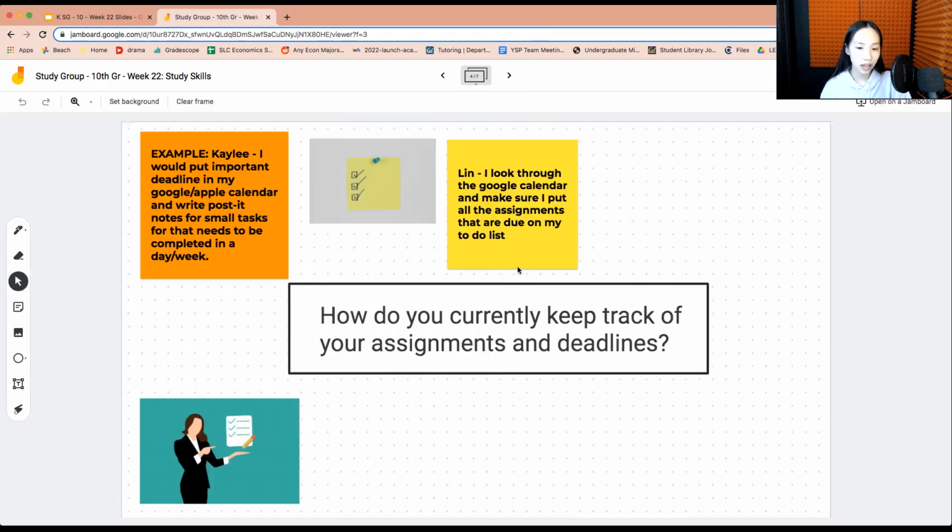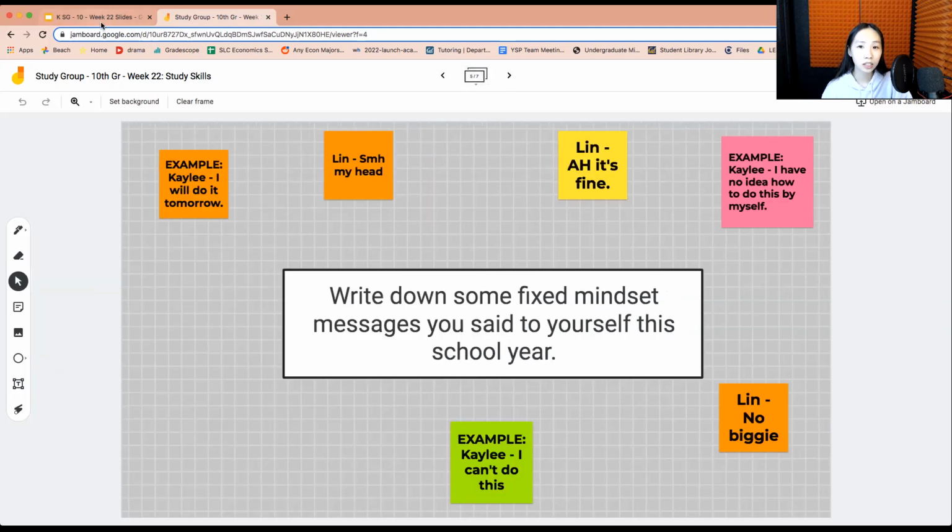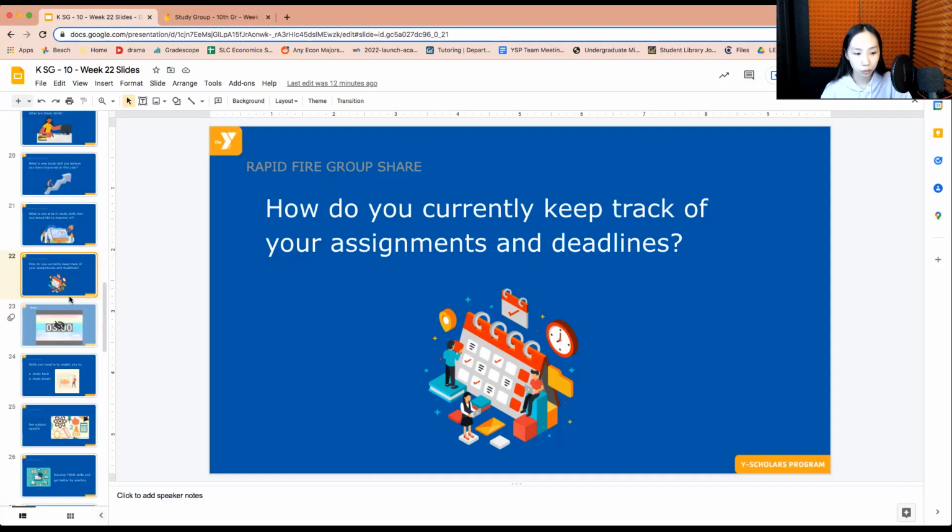And this one, how do you currently keep track of your assignments and deadlines? So I put my deadlines onto a Google or Apple Calendar. And the second thing I do is I write Post-it notes and I write down all the small tasks I need to do and I plan out my entire day on a Post-it note like this. And then my student here says he puts it in his Google Calendar and he looks at it to make sure the assignments that are due are on his Google to-do list. So he uses the Google task management thing. All right, so that is it for our group share.